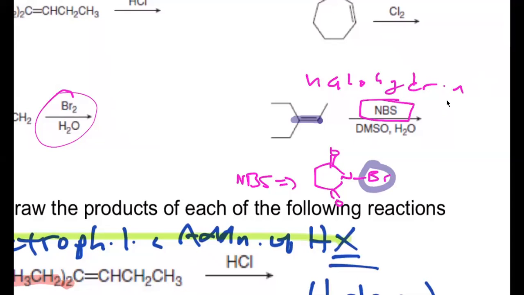There's going to be an alcohol on one of the carbons in the double bond. There's going to be a bromine on the other one, and they're going to be on opposite sides of one another, right? So let me draw the product, and then you can tell me if I'm right or wrong. Sometimes I'm wrong.